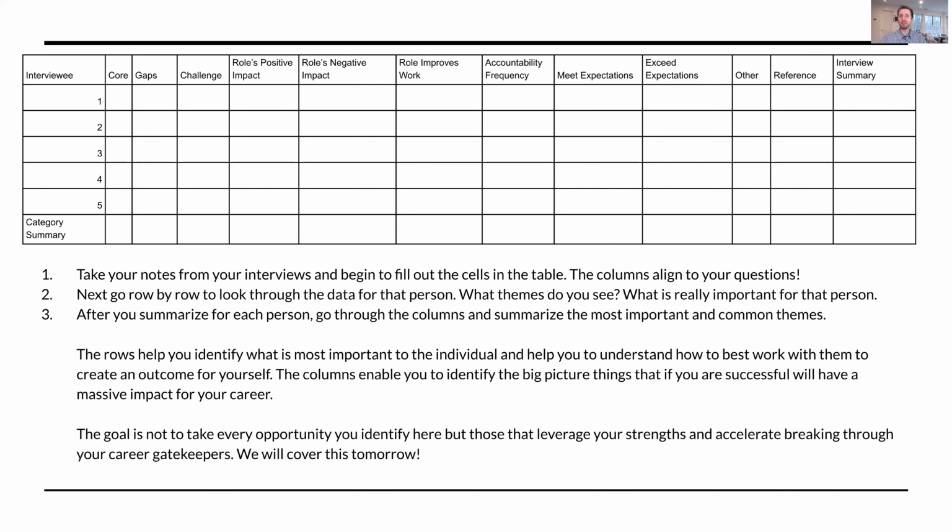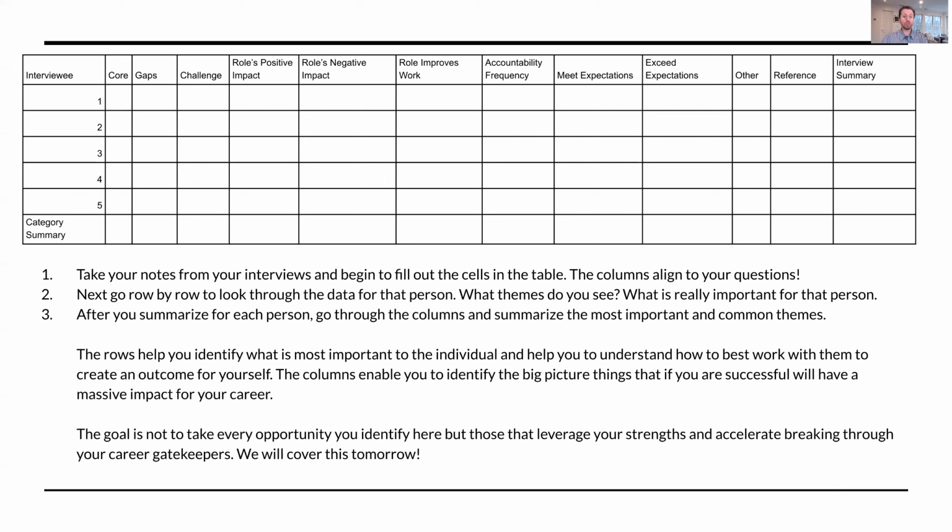And then in the column all the way on the right, you want to summarize the responses. So is there an overall theme for this person? Are there some very interesting pieces of information that are very definitive about this person? And I'll give an example coming up on the next slides.